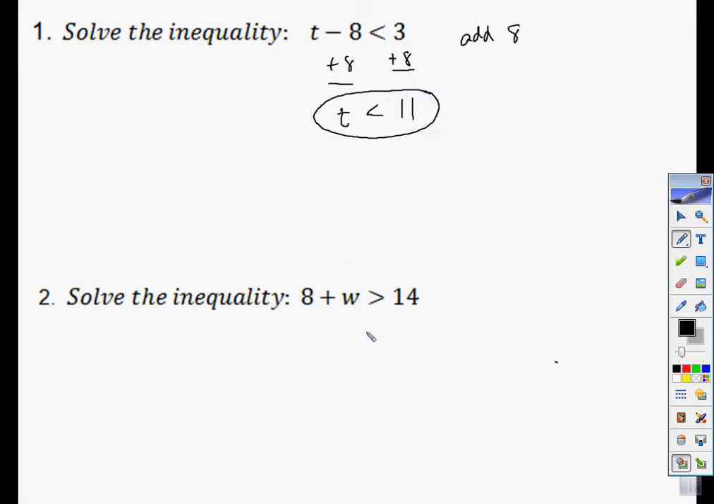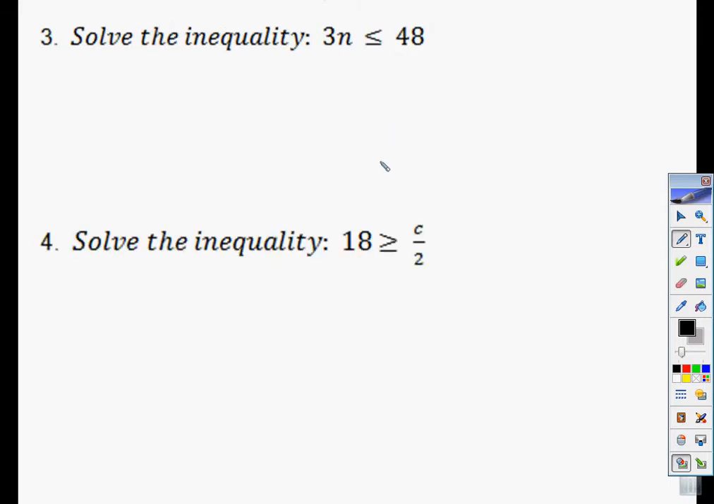Solve the inequality 8 plus w is greater than 14. To solve for w, we're going to need to subtract 8 from both sides of the inequality sign. Subtract 8 from the left side, subtract 8 from the right side. We're left with w on the right and 6 on the left, and w is greater than 6 would be your solution.